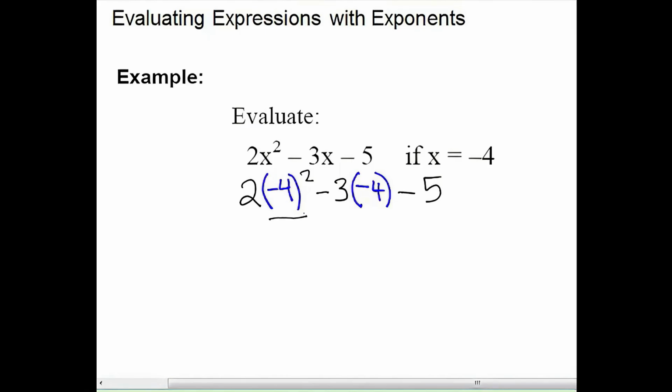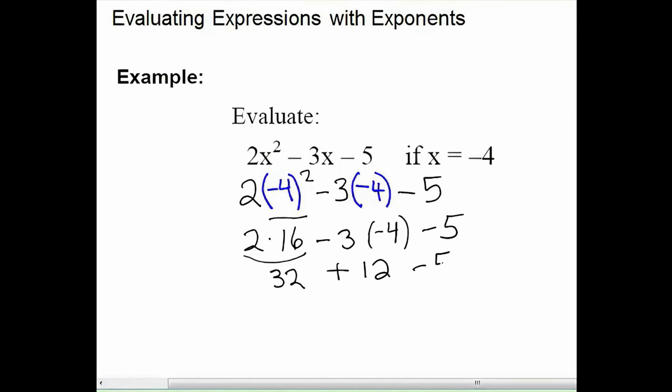And the exponent's going to go first. So negative 4 squared, negative 4 times negative 4 gives a positive 16, times 2. And next we can do our multiplications. So 2 times 16 will give us 32. Go ahead here and do minus 3 times negative 4, which will give us a plus 12, and minus 5. Addition and subtraction go left to right. So it looks like 44 minus 5 gives us 39.